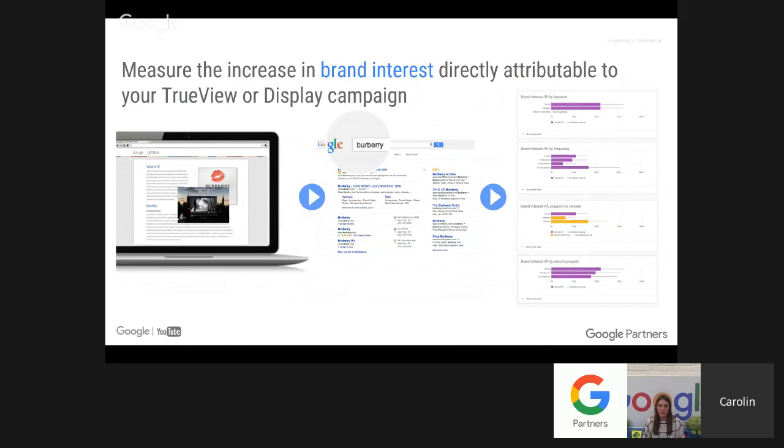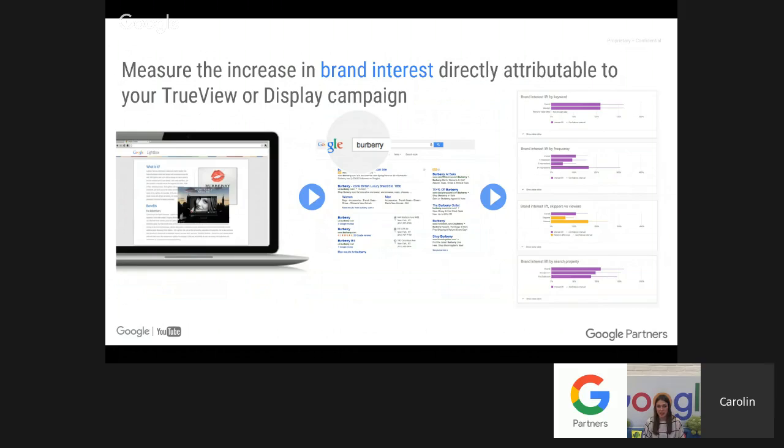Now, let's look at brand interest. Brand interest can be measured for both TrueView and display campaigns. The first part of how it works is the same. We will split your audience into two groups. One half will see the ad, so the exposed group. The other half will not see the ad. So this is again the control group. But instead of now showing that audience a survey afterwards, we will measure their impact on search behavior afterwards.